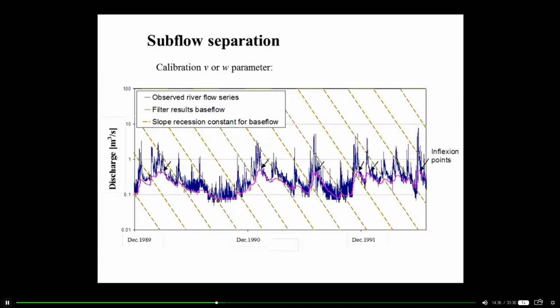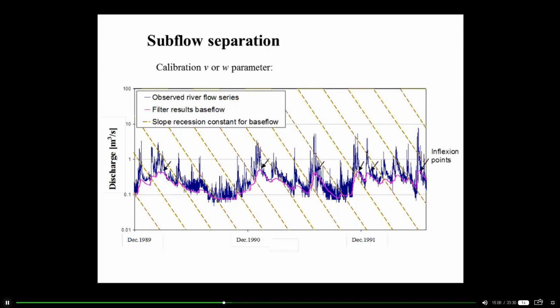This is another example where the inflection points are indicated. You see the base flow filter closely follows the total flow during long dry periods, always right of the inflection point, but left of the inflection points you see that the base flow filter results are lower than the observed total flows. Now, by doing trial and error, by visual inspection, as just explained, you can try to assess the K and the W parameter values, of course, based on experience as well.